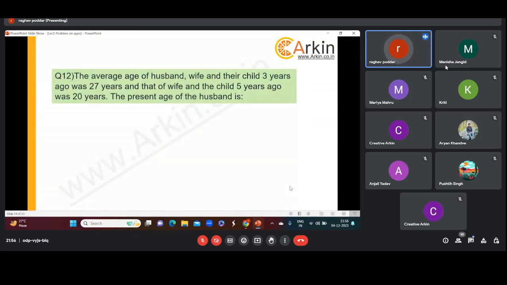The average age of husband, wife, and their child 3 years ago was 27, and that of wife and child 5 years ago was 20. The present age of husband is.